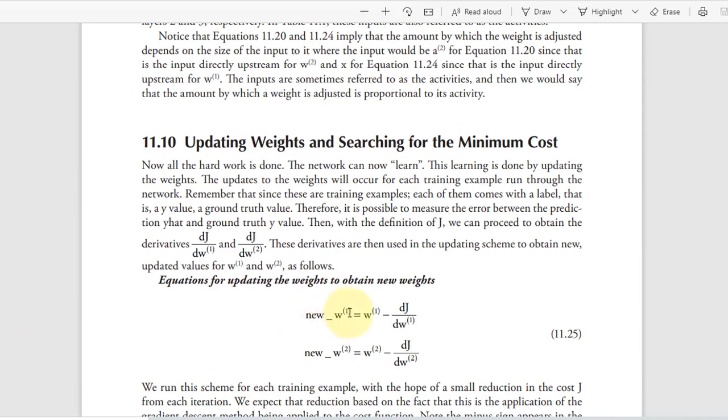So the new W2 weight is the old W2 weight minus this derivative that we've calculated. And then we're going to do exactly the same. Now this is all the way down on page 270, by the way. And this is the old W1 weight, and then we're going to calculate this. Now this is going to be a longer calculation than this one was, because this is more deeply embedded inside J.